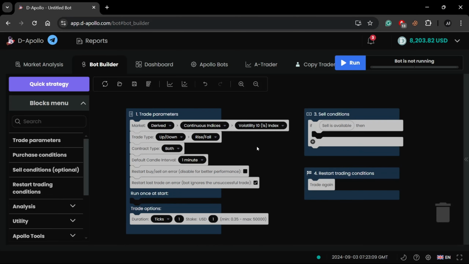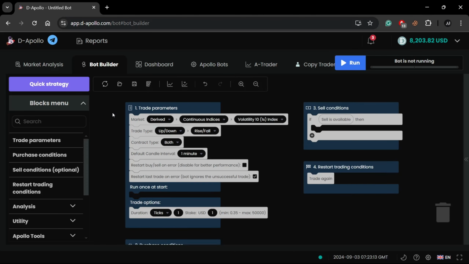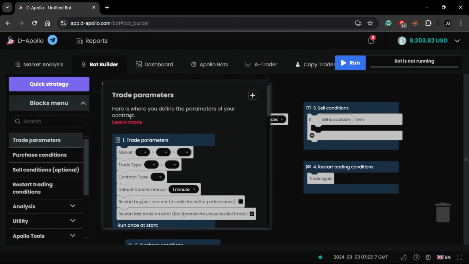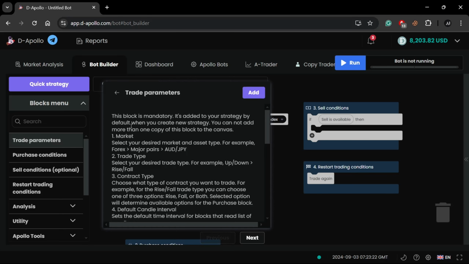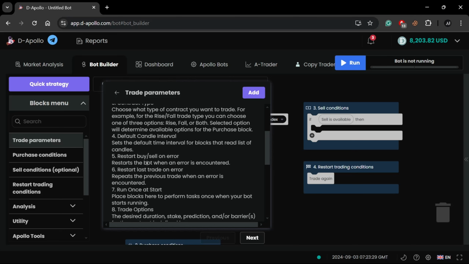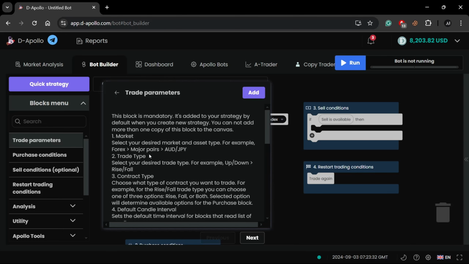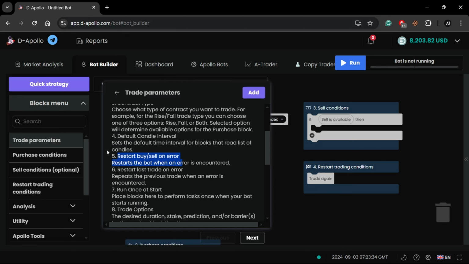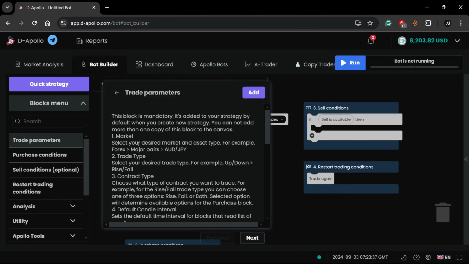Our first block is the trade parameters. This is where you define the parameters of your contract. You select the market, trade type, contract type, default candle interval, and also the buy, sell and error options. But mainly those last ones are not important. The most important are the first ones: market, trade type, contract type, and default candle interval.